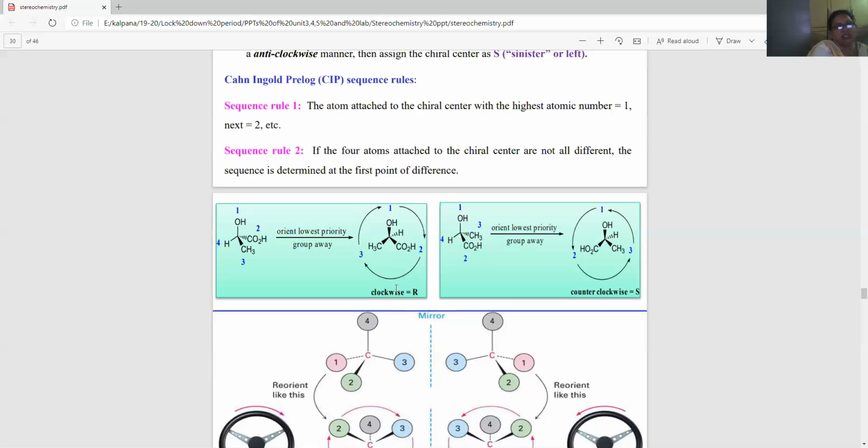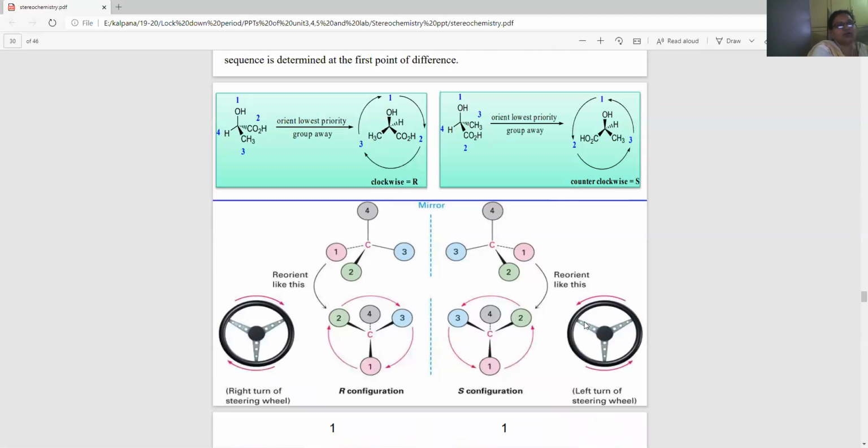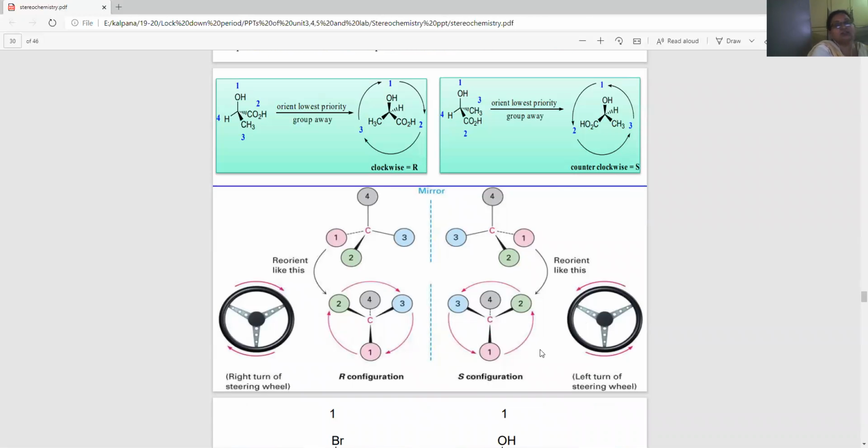The configuration is R. Now, coming to the example here, if the CH3 group is here and COOH is here, the numbering is changing. 1, 2, 3, 4. If you move this 2 to here, what will happen? 1, 2, 3, 4. So this becomes anti-clockwise, so it is represented as S. So we have R and S rotations like this, and please remember the rules.